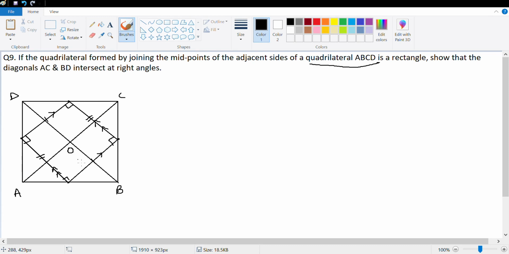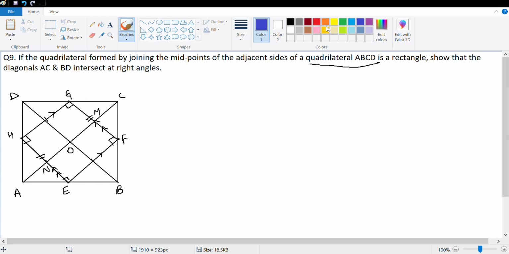Let this be point O. Let this rectangle be E, F, G, and H. And let this point be M. And let this point be N. Basically, we need to prove that angle O here is 90°. That's what we have to prove.